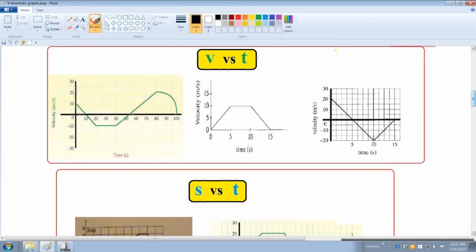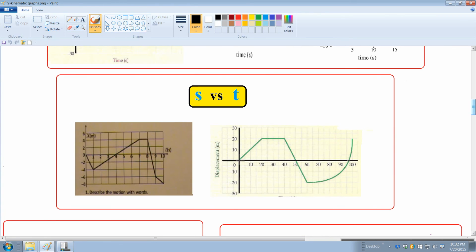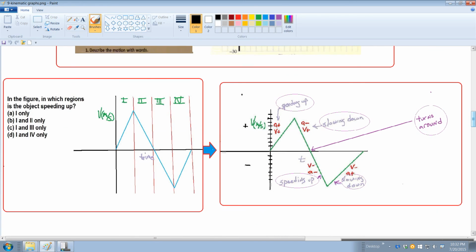And here's just examples of different stories. So we could take any of these V versus T graphs and draw S versus T's that go with it, and A versus T's that go with these. And we could do the same with these. We could draw from these S versus T graphs, we could draw V versus T's that correlate with them, and A versus T.